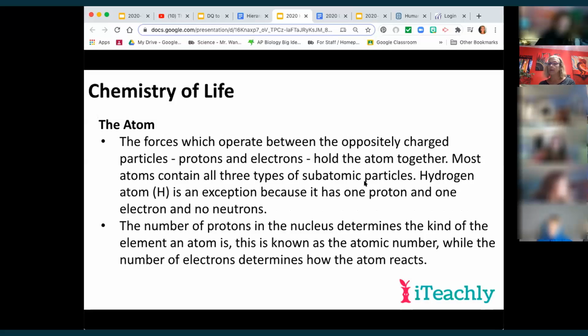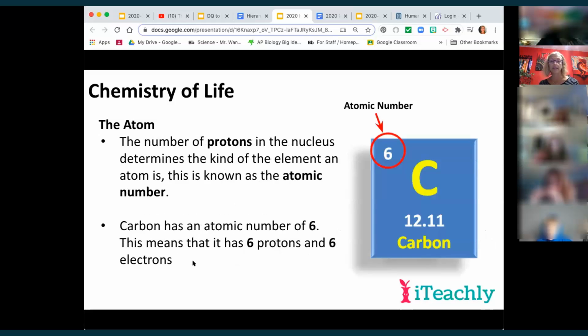These are called subatomic particles. Atoms are made up of protons, neutrons, and electrons. And hydrogen is an exception because hydrogen does not have neutrons, but every other atom does. And the number of protons it has determines what type of element you're talking about or what type of atom it is. So hydrogen has one proton. Any atom with one proton is a hydrogen atom. Any atom with 6 protons is a carbon atom. So the number of protons determines or labels, characterizes the type of atom it is.